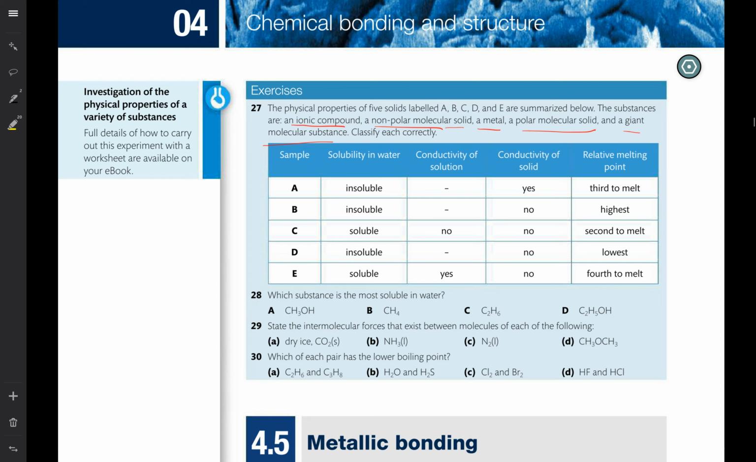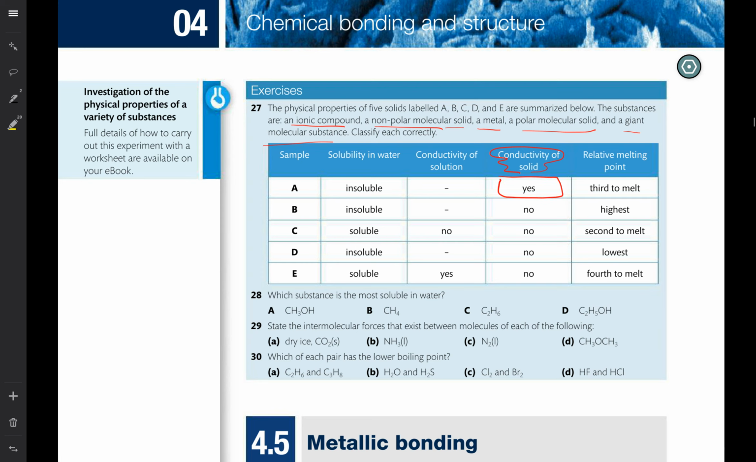The important thing that you can use is the conductivity of the solid. Among these five types of material, only metals are conductive in the solid state, and some of the giant molecules like graphene and graphite. But this is the main property of metals. Metals are electrically conductive in the solid state. So among these five materials, only A is shown to be conductive in the solid state.